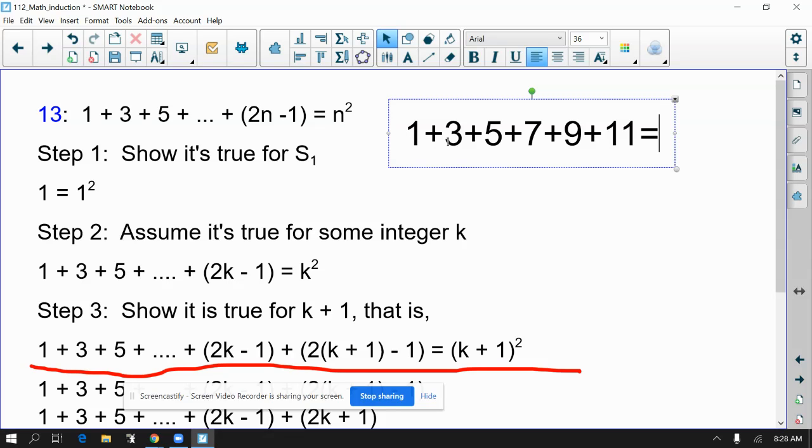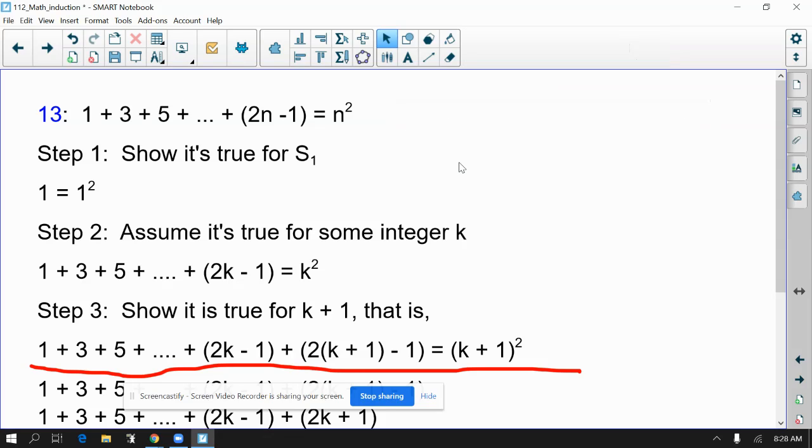Well, 1 plus 3 is 4. 4 plus 5 is 9. 9 plus 7 is 16. 16 plus 9 is 25, and 25 plus 11, lo and behold, it's 36. So if you've done this, what you've just shown is that it works when n is 6. But we need to show that it works for any n value, an arbitrary amount of n value.